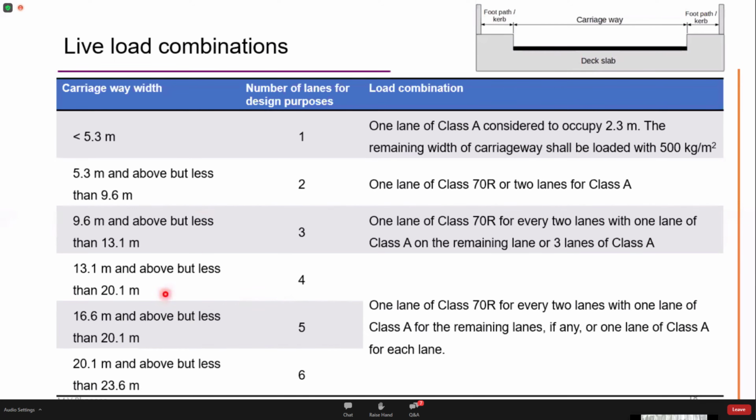Similarly, for carriageway width between 13.1 to 23.6 meters, where the number of lanes varies from 4, 5 and 6, for all these cases the live load combinations can be 1 lane of 70R for every 2 lanes with 1 lane of class A for the remaining lanes, or 1 lane of class A for each lane. So depending upon the width of the carriageway, the appropriate live load combination needs to be adopted.